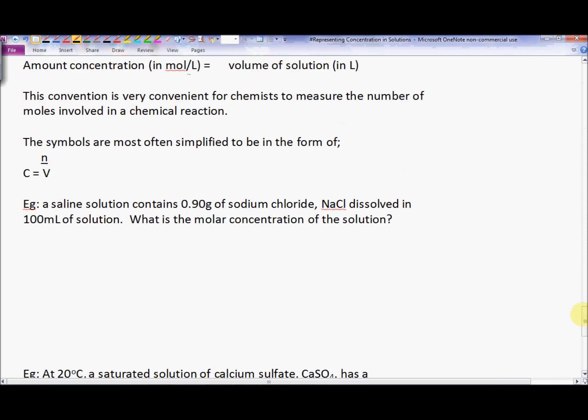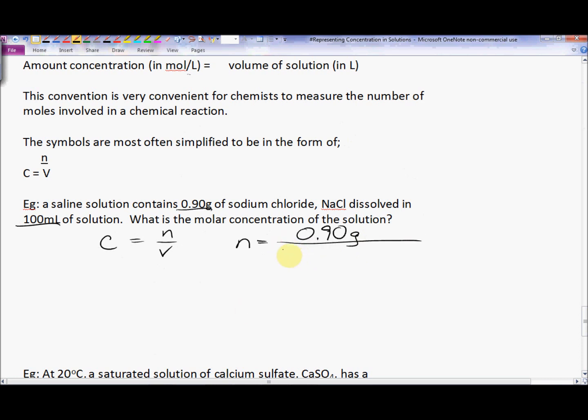A saline solution contains 0.9 grams of sodium chloride dissolved in 100 milliliters of solution. What is the molar concentration of the solution? Okay, so C is equal to N over V. So let's start by trying to find our N. We have 0.9 grams of sodium chloride. So N is equal to, luckily we already know how to do this, 0.9 grams divided by the molar mass of sodium chloride.